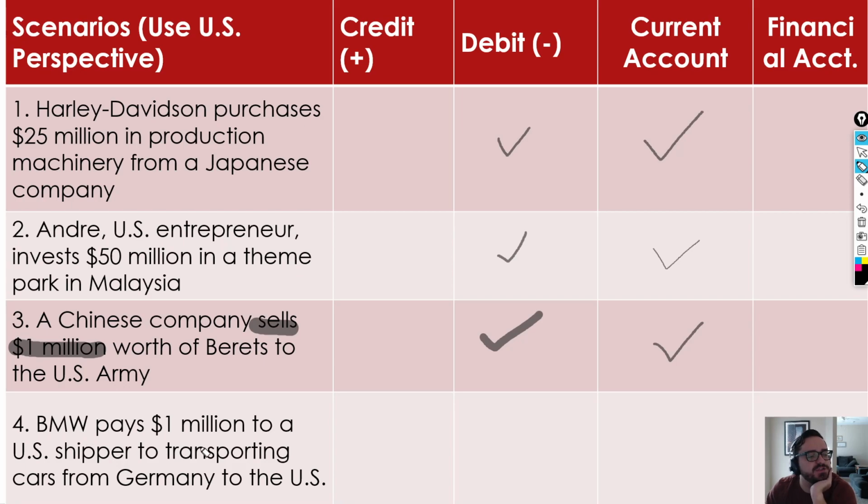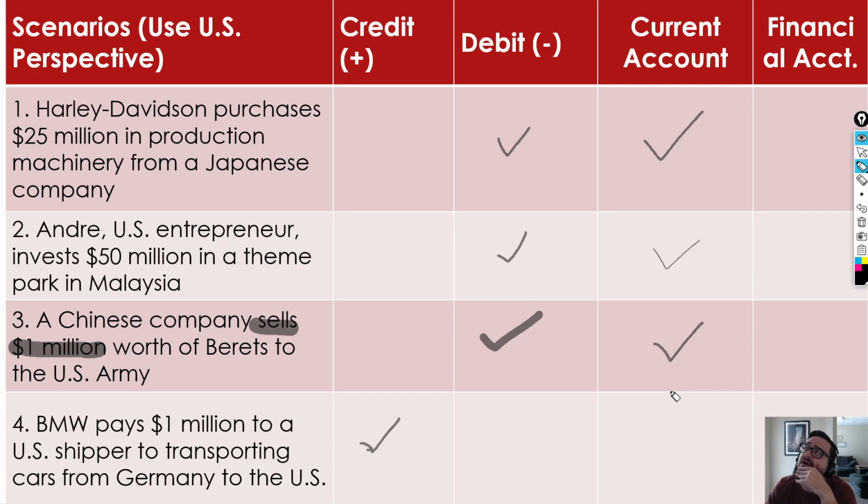Number 4: BMW pays $1 million to a U.S. shipping company, or shipper, to transport cars from Germany to the United States. Okay, BMW is paying America. BMW is a German company. Credit, love that. Current account or financial account? They're paying them for the service.